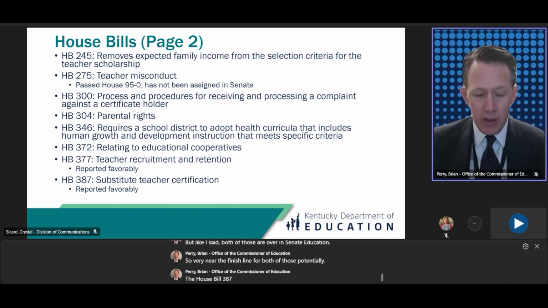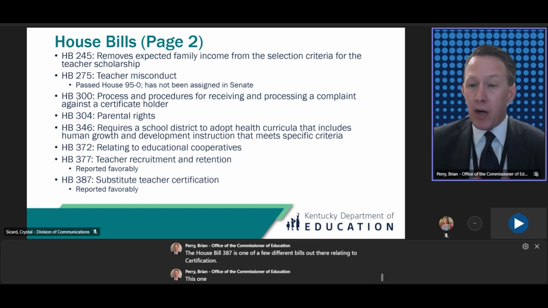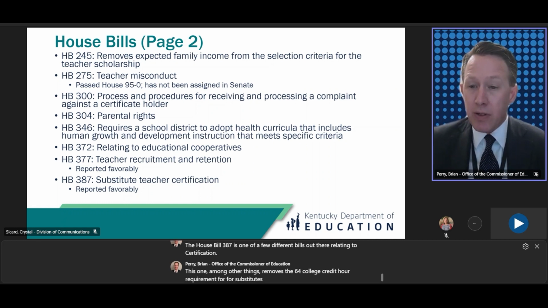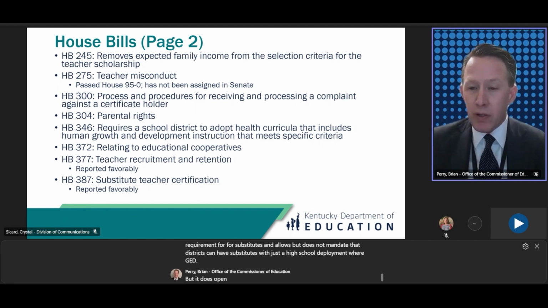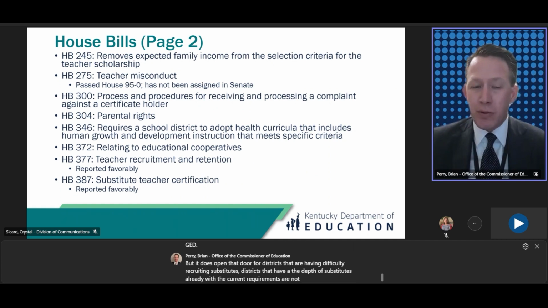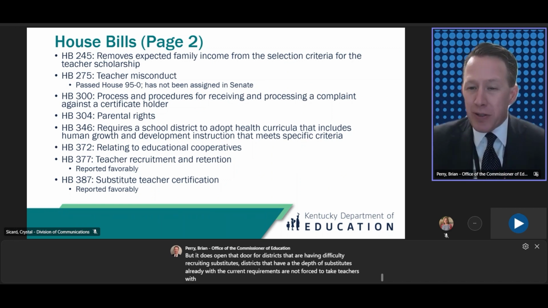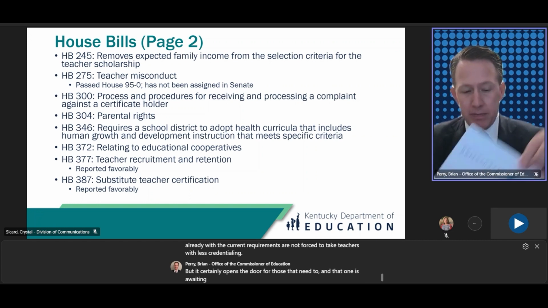House Bill 387 is one of a few different bills out there relating to certification. This one, among other things, removes the 64 college credit hour requirement for substitutes and allows, but does not mandate, that districts can have substitutes with just a high school diploma or GED. It opens that door for districts having difficulty recruiting substitutes. Districts that have a depth of substitutes already with the current requirements are not forced to take teachers with less credentialing, but it certainly opens the door for those that need to. That one is awaiting assignment in the Senate.